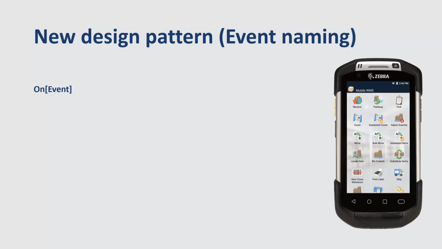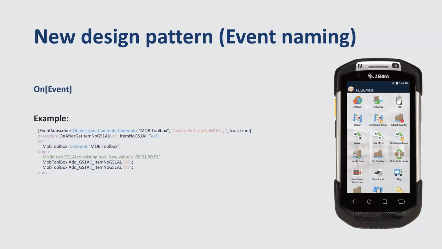So last, we also have events with the standard event naming pattern on event. These integration events are not bound to a specific document type, and an example of this is the on after get item number GS1 application identifier. So in this example, we add or map the application identifiers 90 and 91 from the GS1 barcode format as identifiers for the item number when scanning barcodes on the device. The change is with one event subscriber, which then impacts the entire application. So this will be a global change.